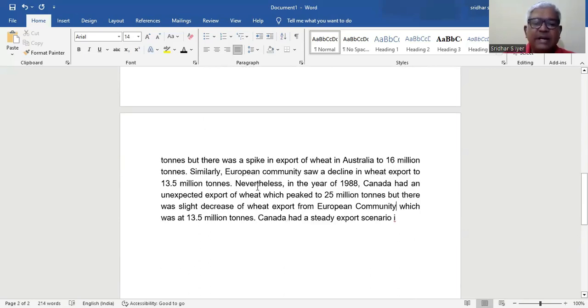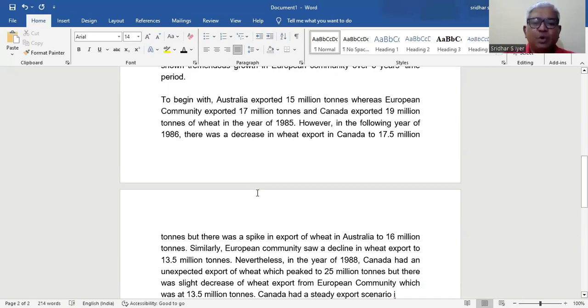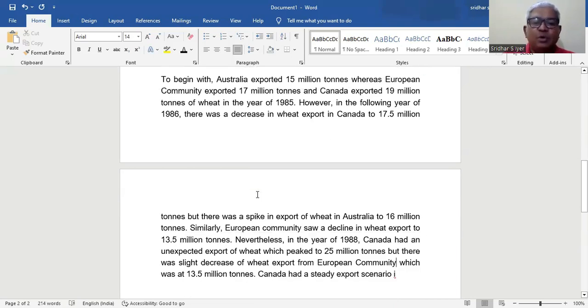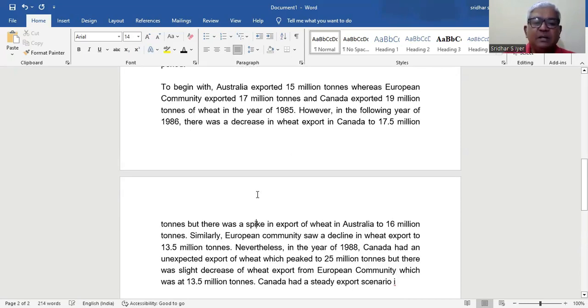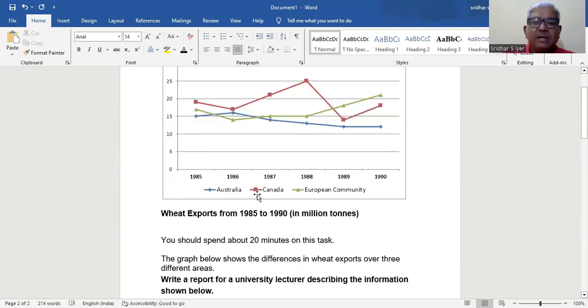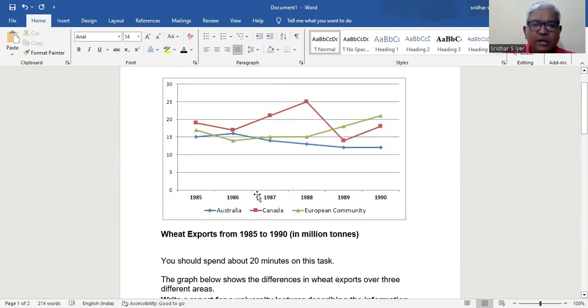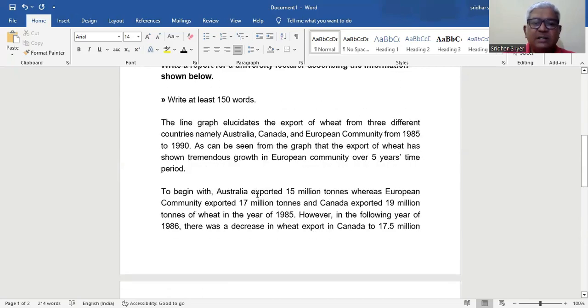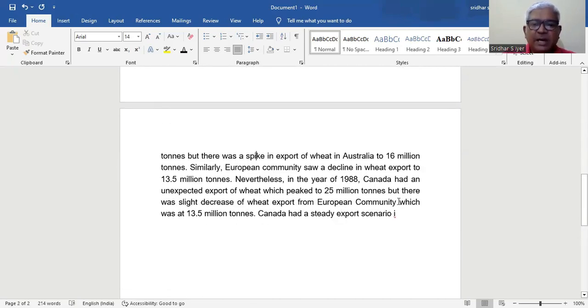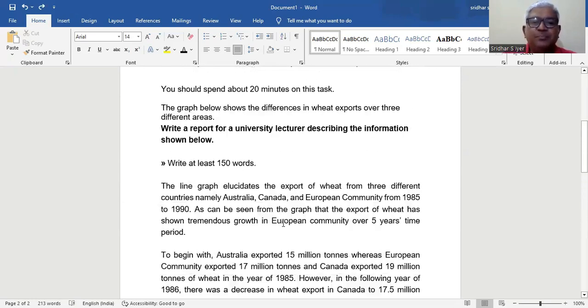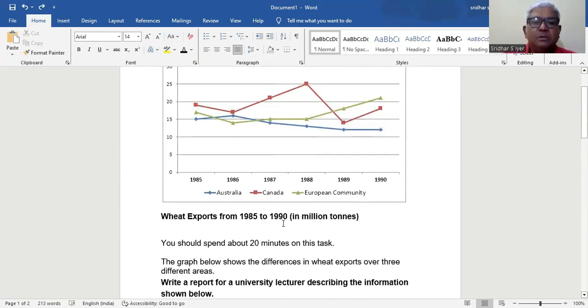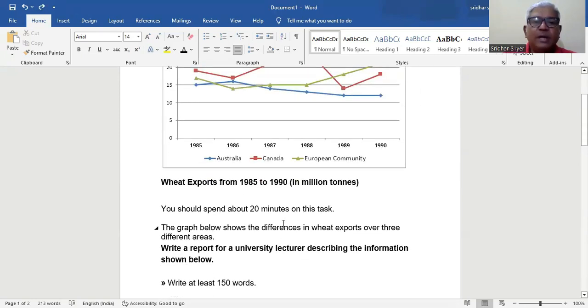Nevertheless, in the year of 1988, Canada had an unexpected export of wheat, which peaked to 25 million tons, but there was a slight decrease of wheat export from European community, which was at 13.5 million. Is it correct in 1988? Or it had a steady. Australia is correct, actually speaking. Yeah, so I had in fact confused myself. This happens. So we have to do the proofreading, which was that Canada had a steady export scenario from 1987 to 1988.